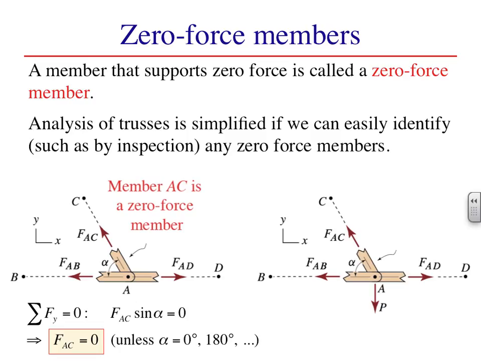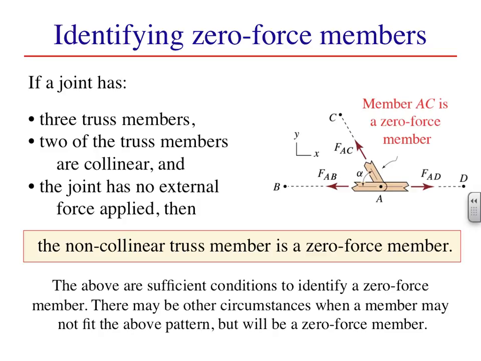Now consider the same joint with an external load P applied at A. Y-component equilibrium now tells us the force carried by AC is non-zero, except for the special case where P is applied in the x direction. Assuming P is applied in the y direction, that is, the non-collinear direction, as shown in the figure, or at least has some non-zero y component, member AC is not a zero force member.